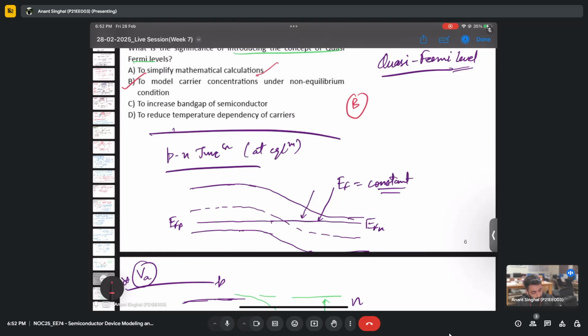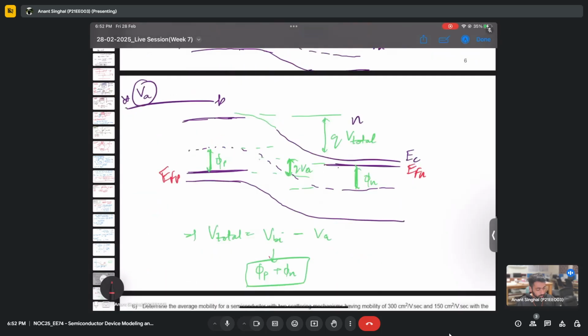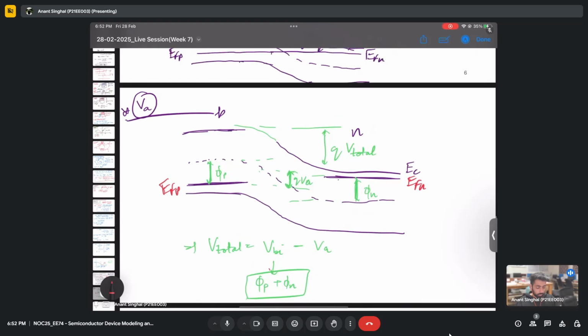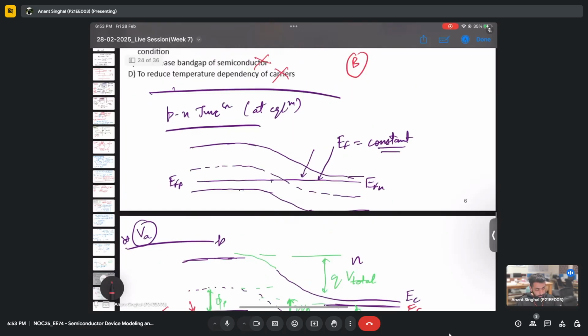So there is no simplification happening using the quasi Fermi. There is no increase in the band gap of the semiconductor. The material property remains the same, and there is no temperature dependence at all. Once we apply a bias, we do have some quasi Fermi levels at both the sides, and it is to model the concentration, because the concentration will change as we apply more and more bias, since it will become closer to the EV for a p type case, because we are adding more holes towards the p side. Makes sense? Is there any doubt in this particular problem?